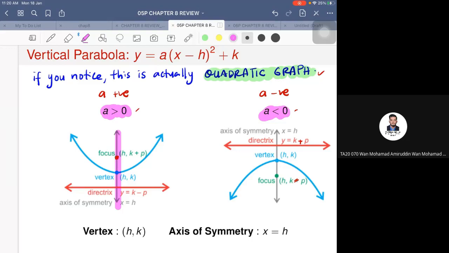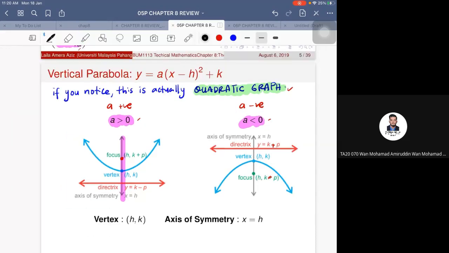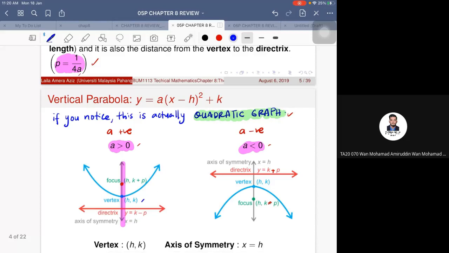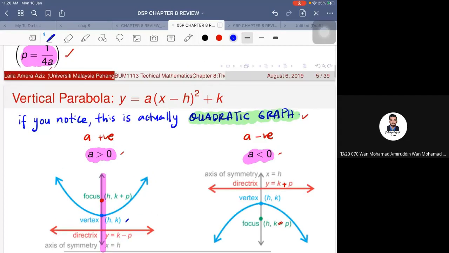Okay, so macam mana kita nak cari nilai vertex? Kalau you tengok, dia tulis kat sini, apa dia nilai vertex? Vertex nilai dia diberi oleh H dengan K. Macam mana you nak identify nilai H dengan K? You identify nilai H dengan K bila you buat completing the square. Lepas tanda tolak ni adalah you punya H value, dan di belakang tu adalah nilai K.